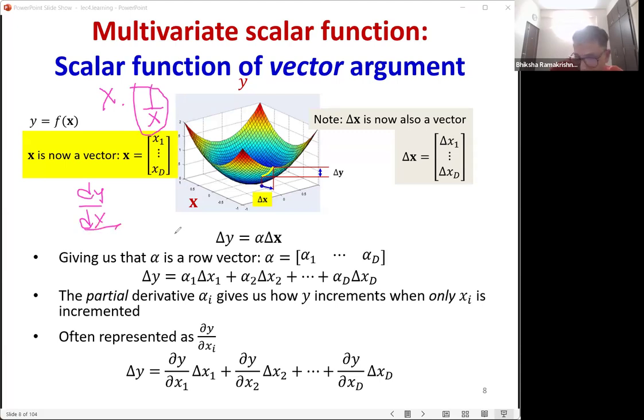So what does make sense? This notation still makes sense. Delta y, the change in y, is the derivative times the corresponding change in x. Does this make sense to you guys over here?